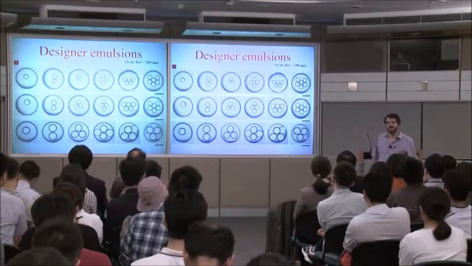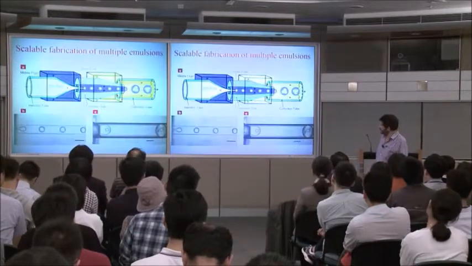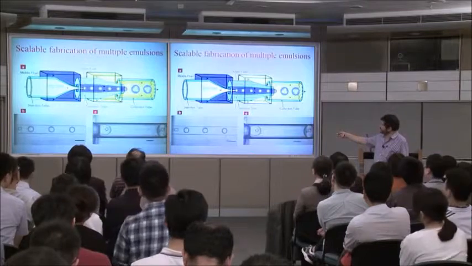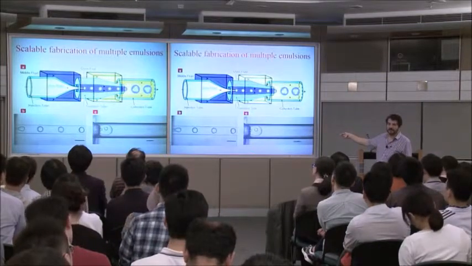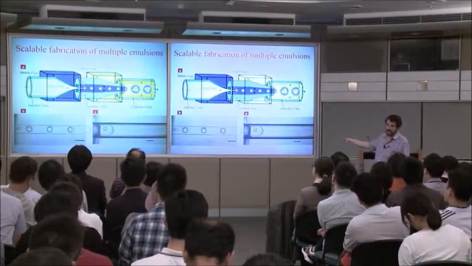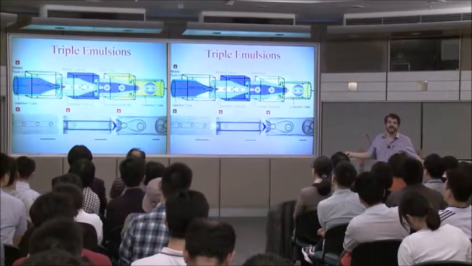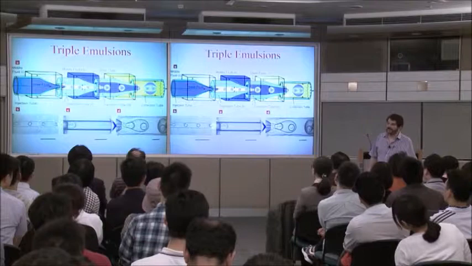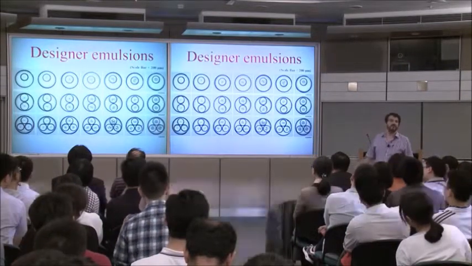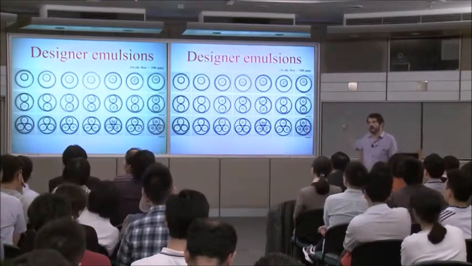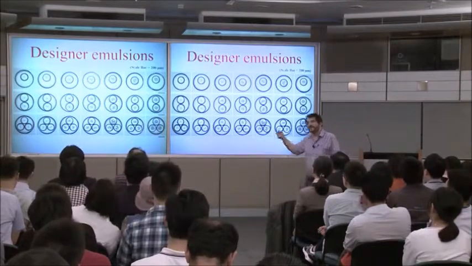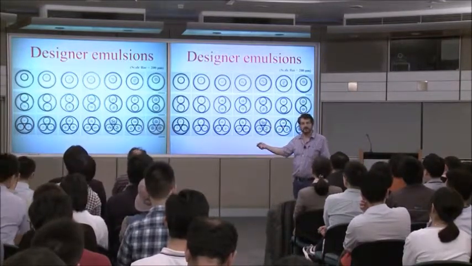I said, well, that's very nice, but let's do something really different. And so look, here's an emulsion generator. Here's an emulsion generator. What about here? You can align them very easily, so let's just add a third emulsion generator. And that works perfectly. So now you make Russian doll emulsions. You make drops inside of drops inside of drops with really perfect control.